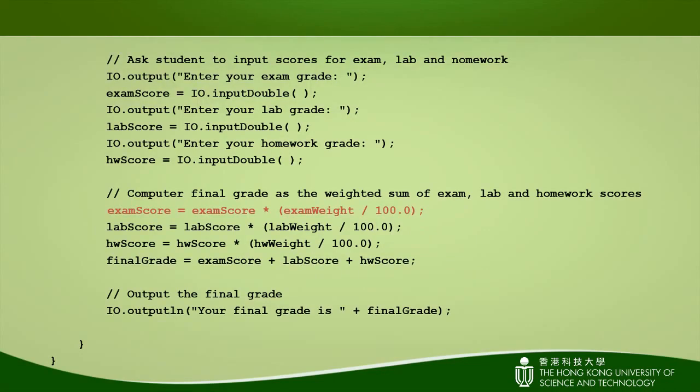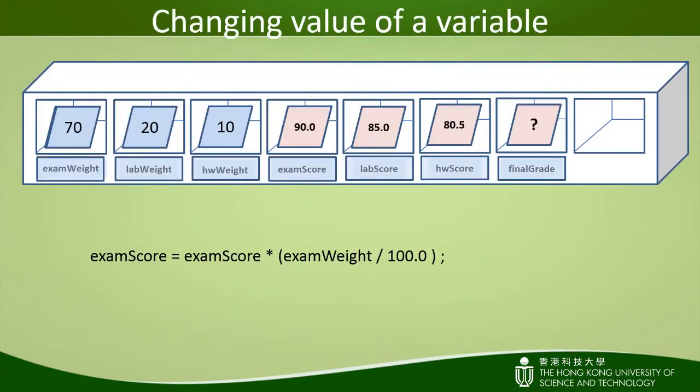To continue the execution, another assignment statement which changes the value of exam score would be executed. The evaluation of the expression to the right of the assignment statement will first compute the expression inside the parentheses. It would retrieve the value of exam weight from the memory and then divide it by 100.0. Note that exam weight is an integer.